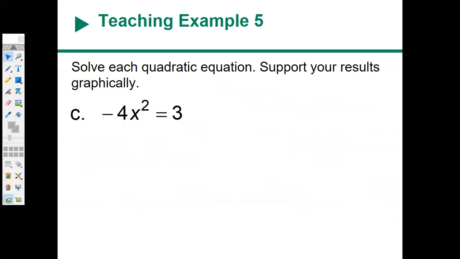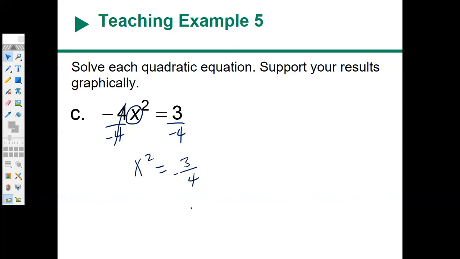Here we have negative 4x squared equals 3. Notice that there's only one term with an x, right? Because there's only one term with x, we just solve this like normal. So you want to get x by itself. What's the first thing I need to do? Divide by what? Divide by negative 4. Okay, so that's going to cancel this out, and we're left with x squared equals negative 3 over 4.